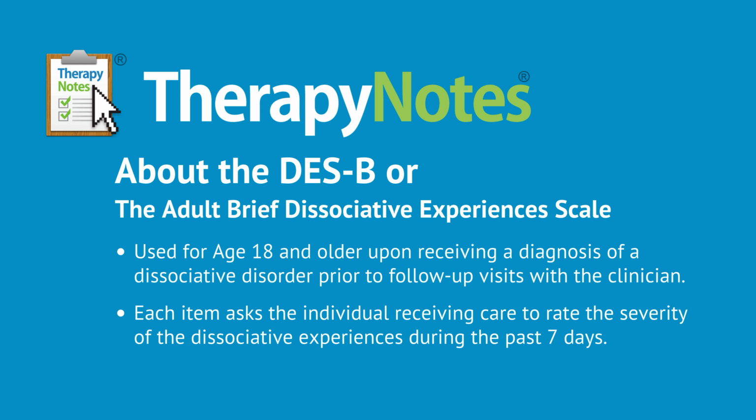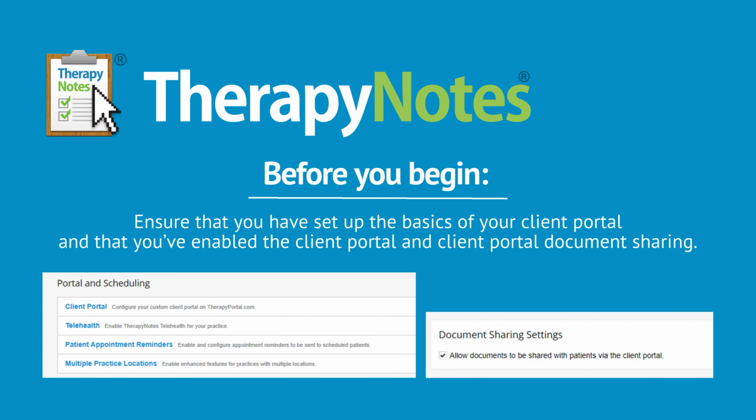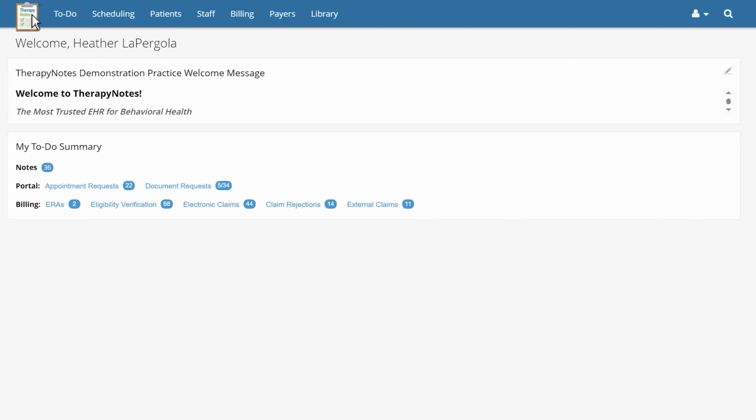Each item asks the individual receiving care to rate the severity of the dissociative experience during the past 7 days. Before starting this tutorial, make sure you've set up the basics of your TherapyNotes account and that you've enabled the client portal and client portal document sharing within the settings section. There are 2 ways to send the DES-B outcome measure to a client, either from the Outcome Measures tab in the library or from the Client's Portal tab.